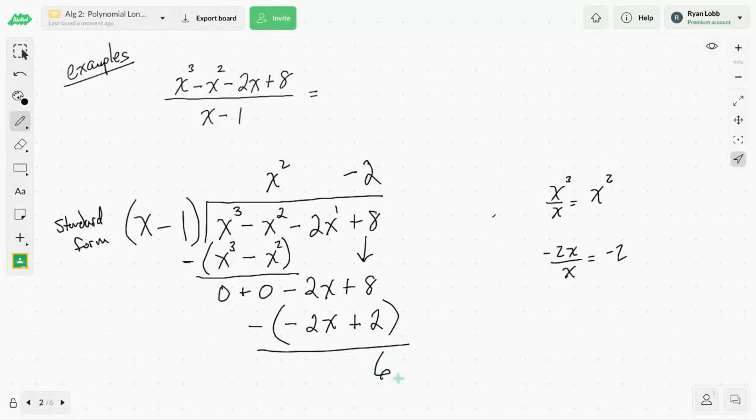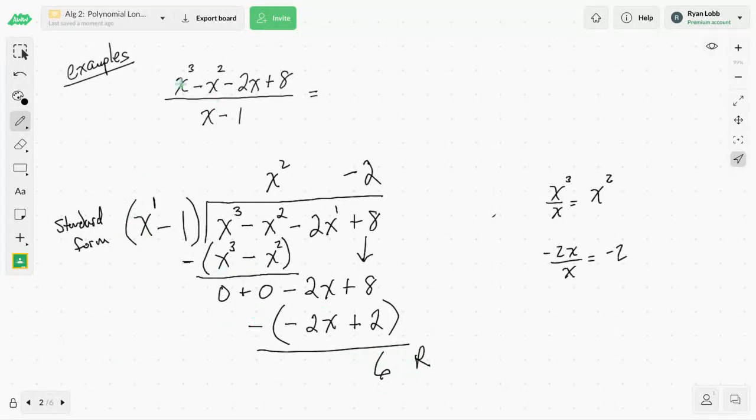And now we're done. And why are we done? Because of the degree, right? This is my remainder. And the remainder here, anytime you have a constant, that's really a degree 0, right? There's an x to the 0 we don't write. The degree of this is 0. The degree of my divisor is 1. Like I said on the previous page, when your remainder degree is less than your divisor degree, you are done.